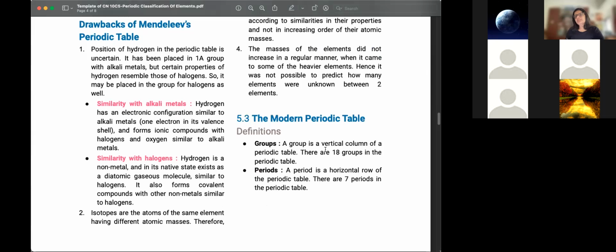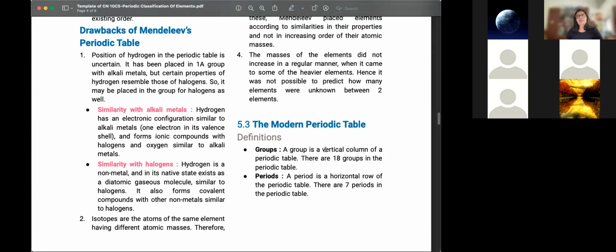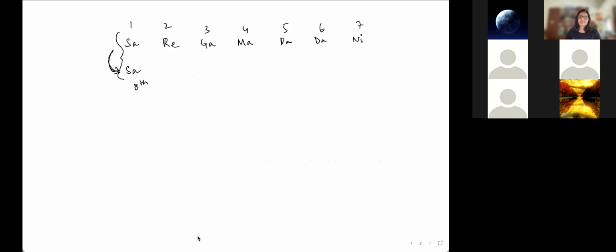But again, because we didn't know enough about chemistry during his time, there were some drawbacks to it. So the first drawback: position of hydrogen. Hydrogen was already discovered, but where to place hydrogen in the periodic table has always been a problem. It is still a problem. Why is it still a problem? It lies in what hydrogen is. It's basically an issue with the properties of hydrogen itself. Okay, so why is it an issue?